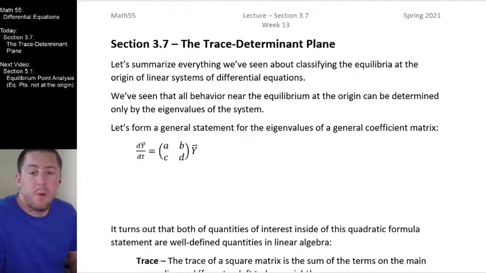So today, what we're going to do is summarize everything that we've seen over the last couple of weeks here, all of our classifications of the equilibria that exist at the origin for linear systems with constant coefficients. And again, we've said this a couple times now. That's a really, really specific thing that we've been talking about here.